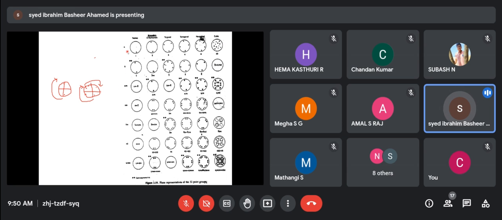So n bar, this is n, this is n bar. So what is n bar? So n is proper axis of rotation. n bar is rotation plus inversion. Okay, so that is n bar.